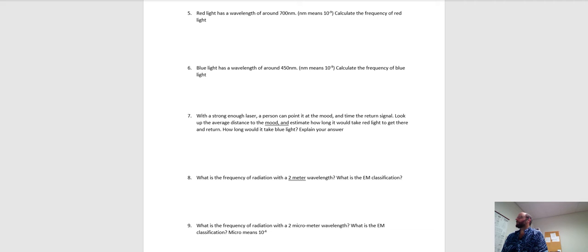So let's see, red light has a wavelength of 700 nanometers, give or take. Nano means 10 to the minus 9th, so that's 700 times 10 to the minus 9th meters. Calculate the frequency of red light.